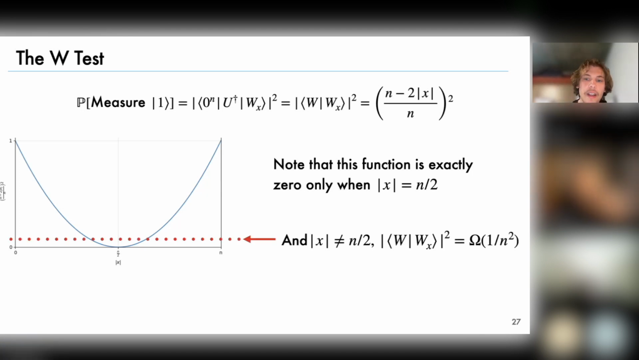And otherwise, I claim that this probability is going to be at least 1 over n squared. This is just because if the Hamming weight of x is an integer value, and you're at n over 2 and you jump up 1, then the numerator in this probability is going to be some constant, at least. And so you're going to get at least 1 over n squared or something like that, probability of measuring 1.